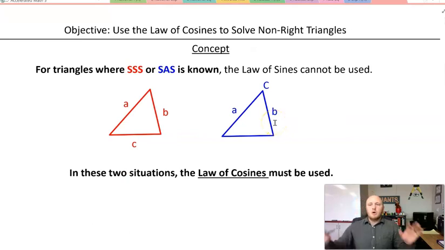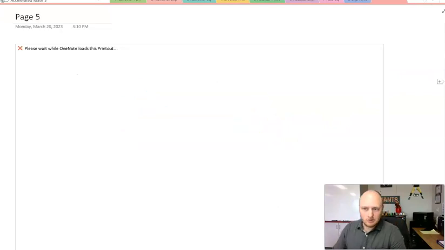Okay, so we're going to use that idea today to introduce the law of cosines. Now, in order to use the law of sines, you have to have a relationship. You have to have an angle and a side opposite, or a way to find that relationship. For triangles where you have all sides, side, side, side, or if you have two sides with an angle in between, known as side, angle, side, the law of sines cannot be used. In these situations, we have to go ahead and use the law of cosines.